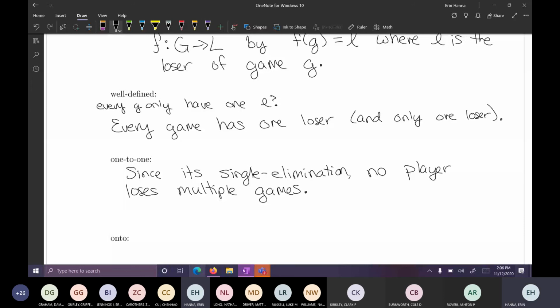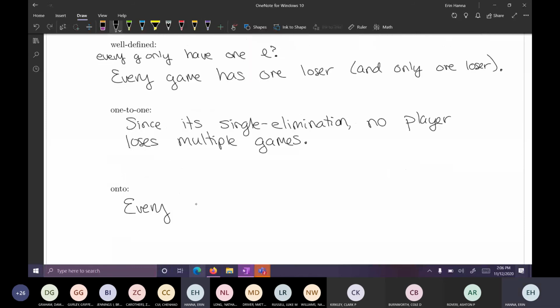Is it onto? So does every element in the codomain get mapped to? Essentially, does every loser play a game? Well, yeah, the one they lost. So every loser lost a game. There's no way to have a loser without having had a game that they lost. So it's onto. Any questions about those three specifications? Okay. So essentially, F is a one-to-one correspondence.